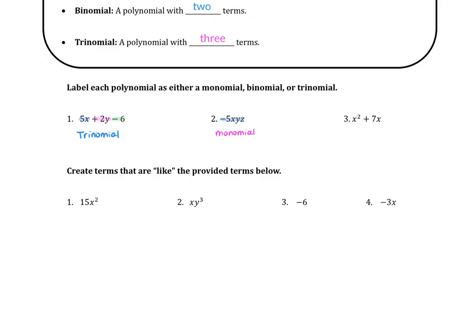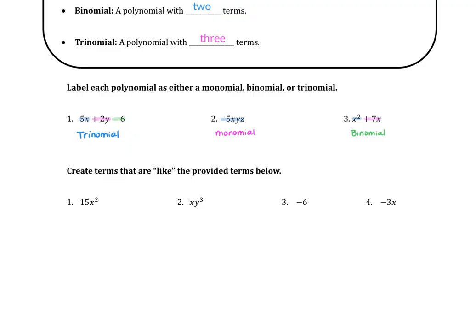All right, last example like this, number 3. Notice again, we split it in between where we see the addition sign. So our first term is x squared, and then we have another term at +7x. That makes this 2 terms, which makes it a binomial.